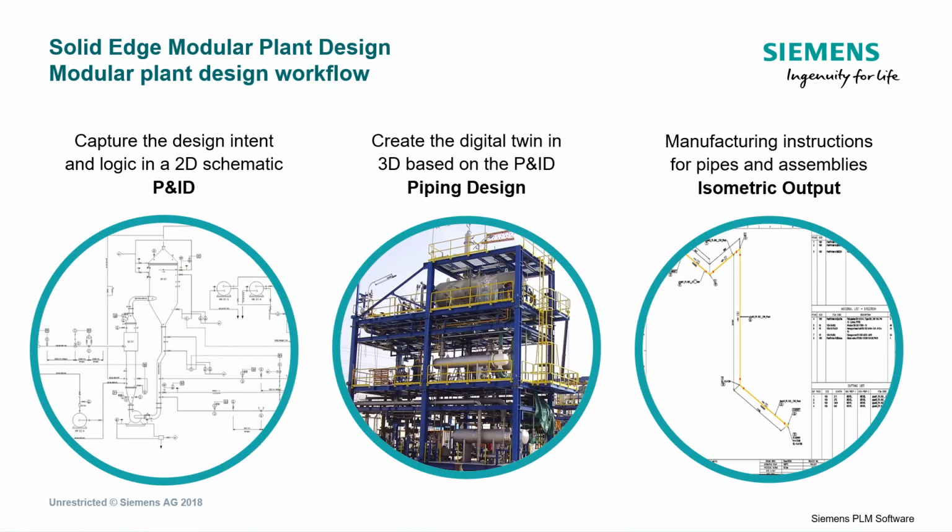This is the Solid Edge modular plant design workflow, and it's very critical to remember this. Number one is to first create our 2D P&ID schematic. Then we can convert that in Solid Edge into a 3D piping design, which is almost like a digital twin of the P&ID schematic. Then for the process industry, we can output these designs into isometric drawings.